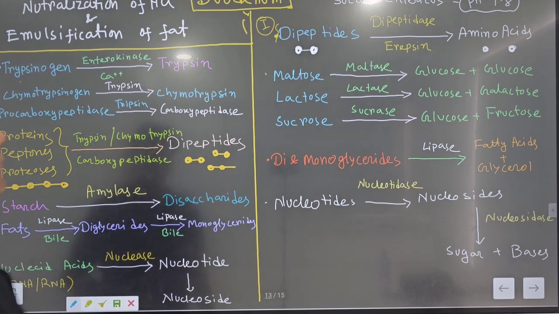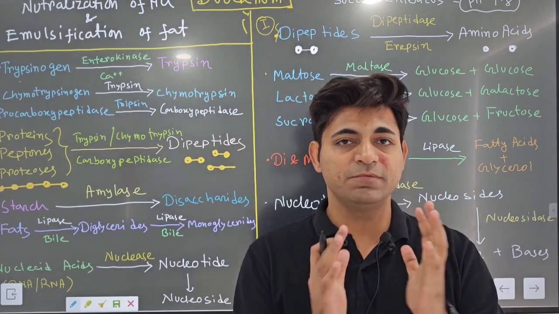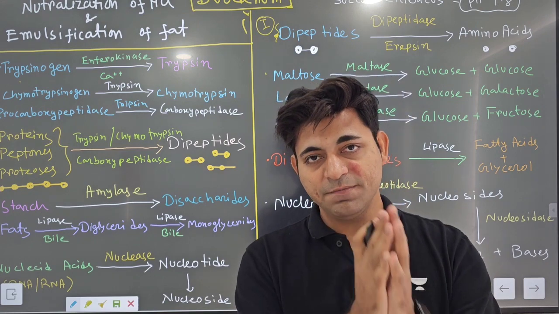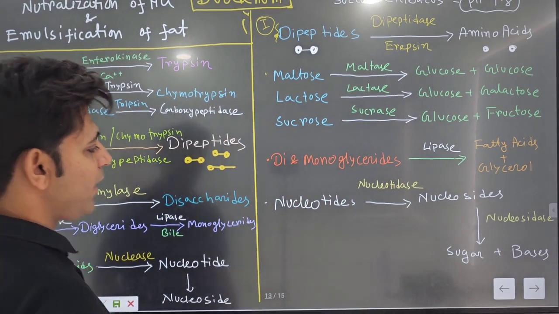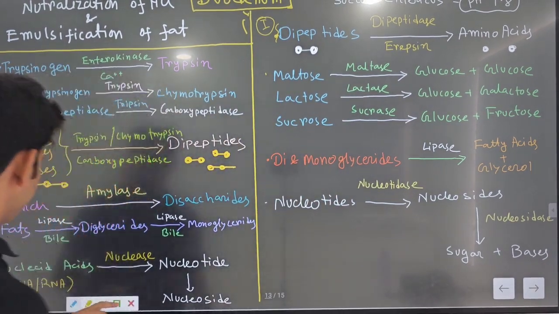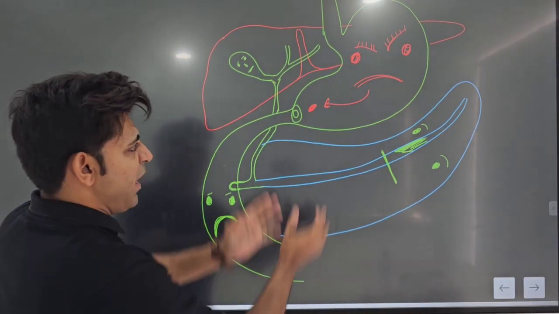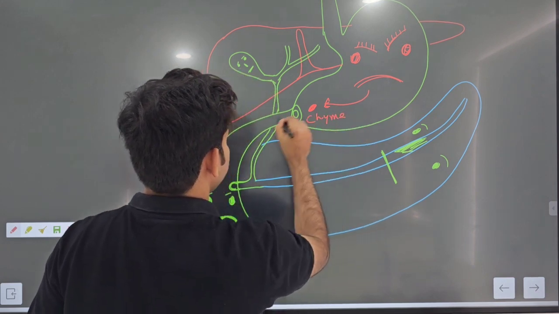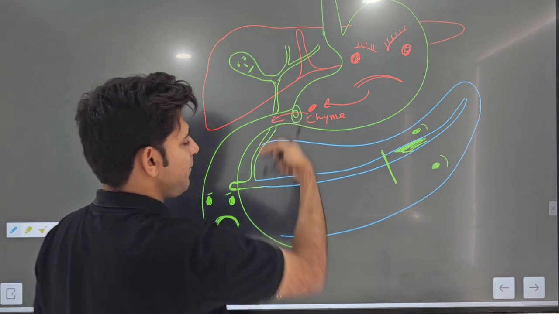Okay, now chyme. After the stomach, that food will be converted into chyme. Now chyme has entered into the duodenum. Now while the chyme will enter into the duodenum, see, the angry stomach is sending the chyme into the duodenum, and the regulation will be done by the pyloric sphincter.